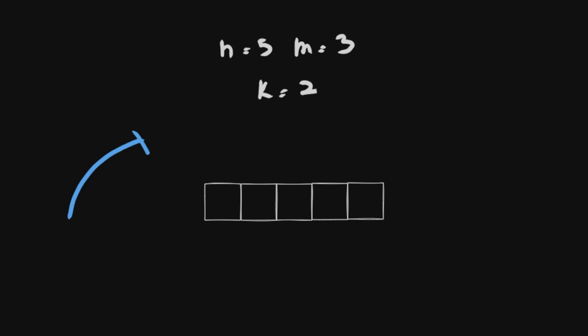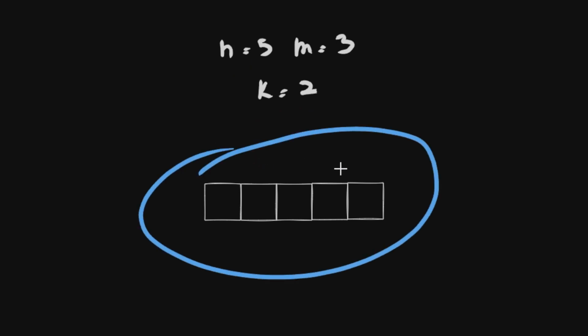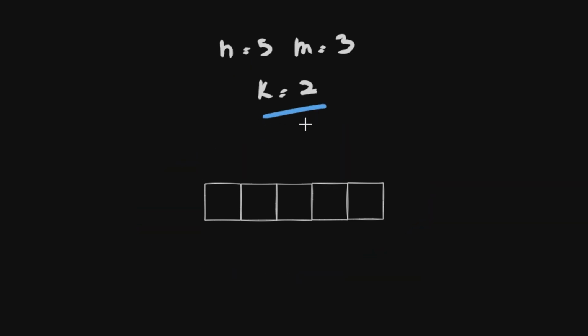Now going back to the problem, let's say n is 5, m is 3, k is 2. If n is 5, we will have arrays of size 5. And now let's go with the k part. First, we need to get the number of possible pairs here. Remember that a valid pair has equal adjacent elements. So this could be a valid pair. This could also be a valid pair. This could be a valid pair, and this could be a valid pair. So here we have 4 possible pairs.